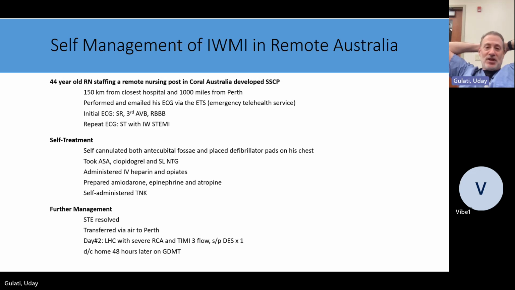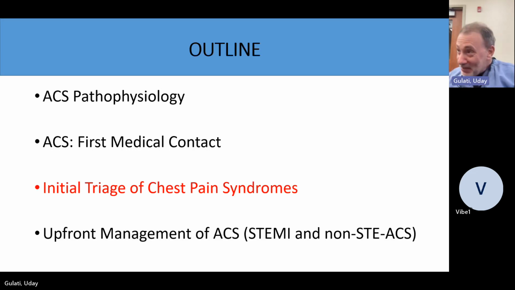His ST elevations resolved. They picked him up in a helicopter and took him to Perth. On day 2, he had a left heart cath. He had a severe right coronary lesion, but it was open with TIMI-3 flow. He received 1 drug-eluting stent. He went home 48 hours later. Right? How about that? Somehow he got it done. I'm not even sure he needed 2 IVs, honestly.